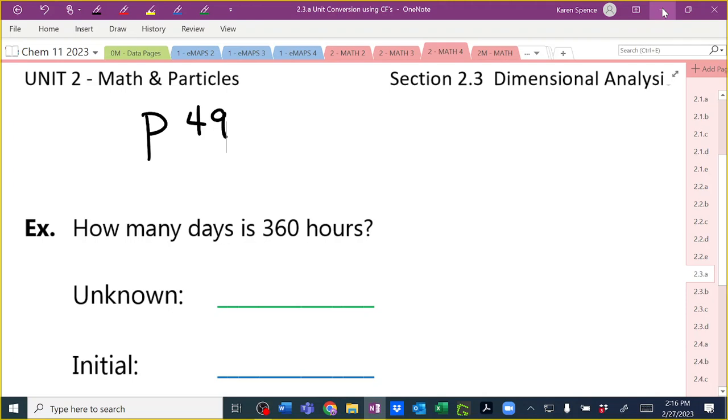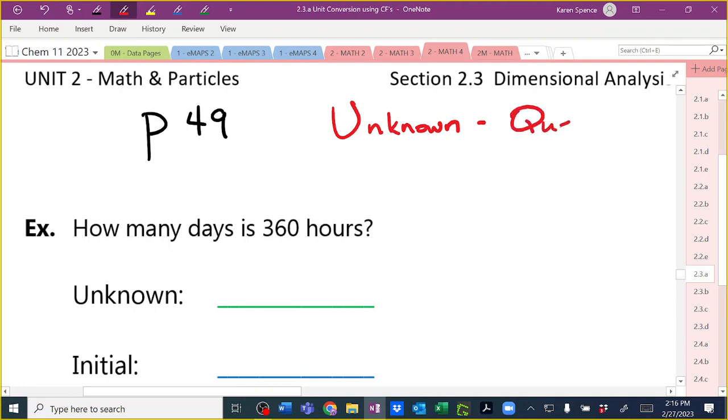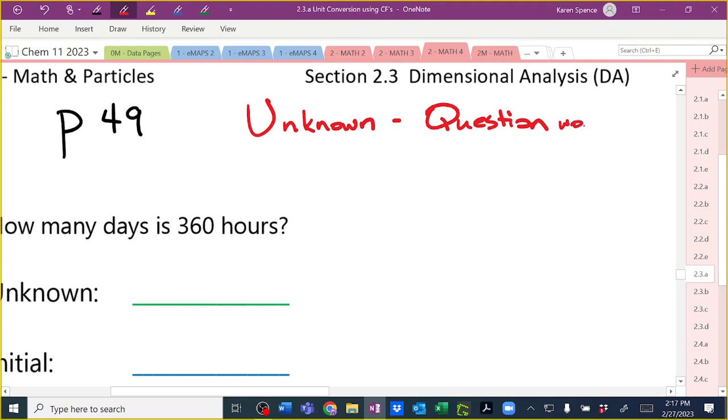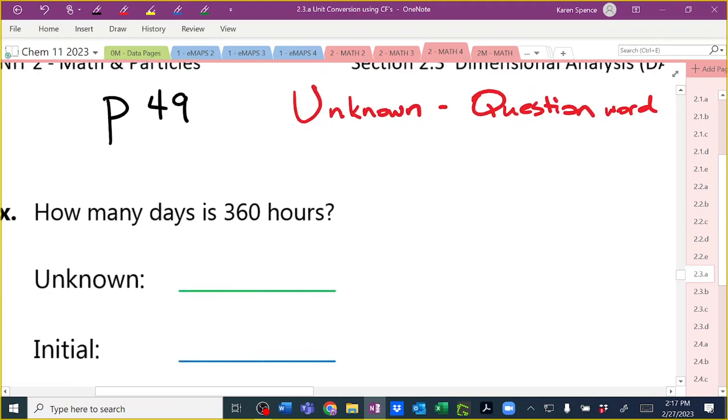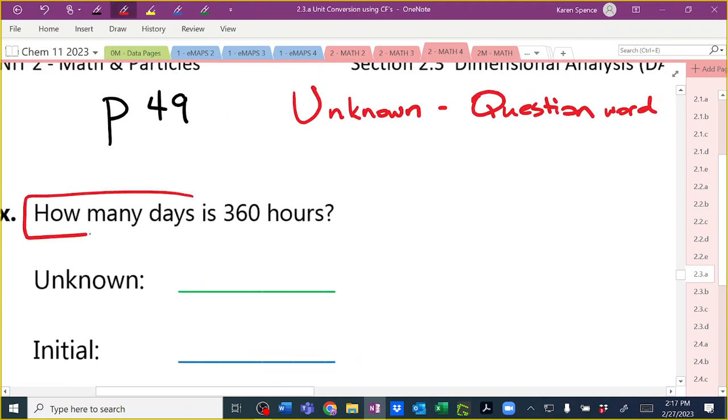So there are three things that you need to identify in any problem. One is the U. Do you guys know what U stands for? It stands for the unknown. It's going to be the thing with the question word. Okay, so you look at this and you go, how many days? That is your unknown. So we don't know how many days.